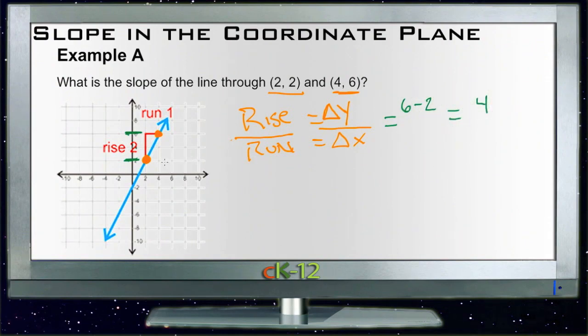And then our run would be, if we go up 4, then we run from 2 to 4. So our run would be 4 minus 2, or 2. So that puts our rise over run as 4 over 2, which reduces to 2, and tells us that our slope m is 2. All right, let's take a look at example B.